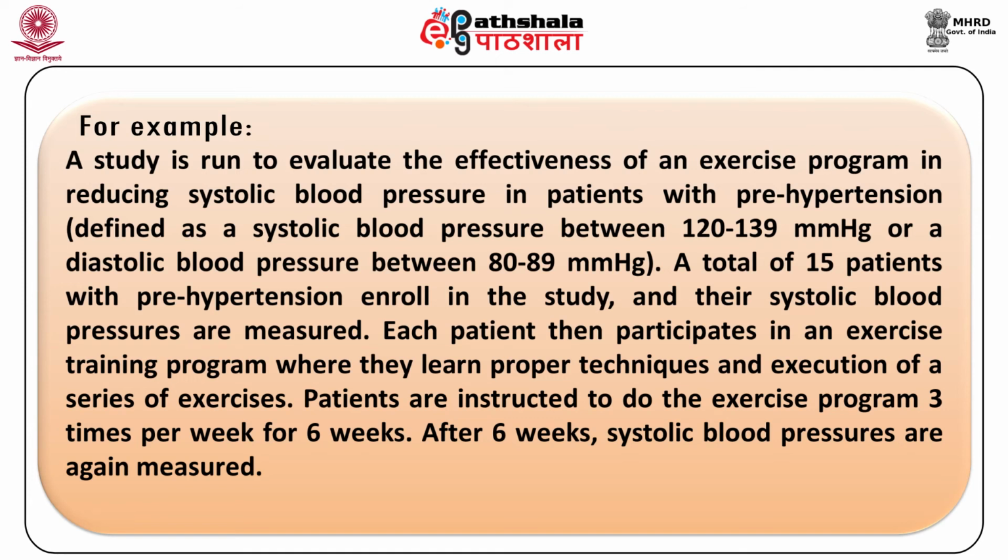patients with pre-hypertension, defined as a systolic blood pressure between 120 to 139, or a diastolic blood pressure between 80 to 89. A total of 15 patients with pre-hypertension enrolled in the study, and their systolic blood pressures are measured.